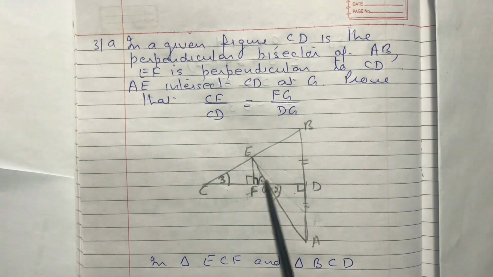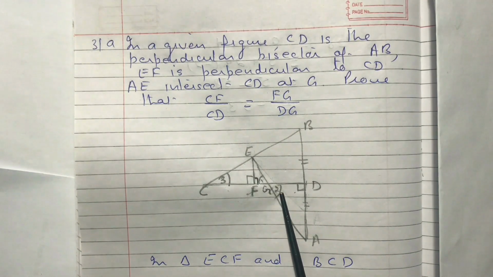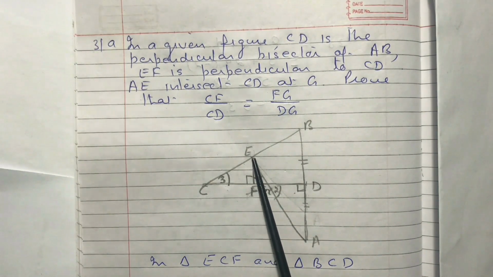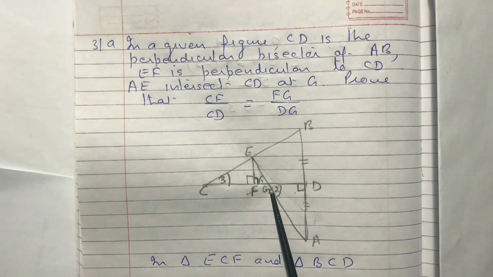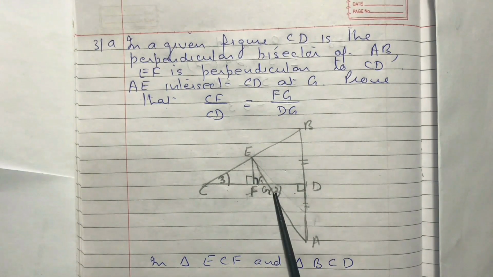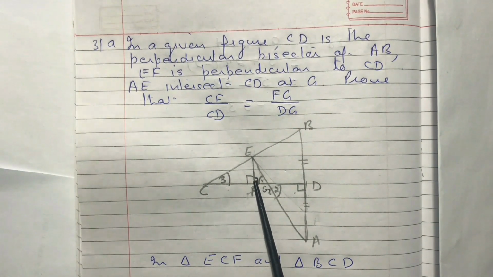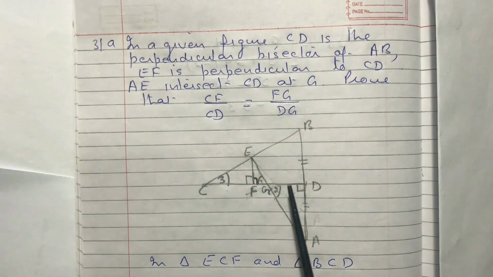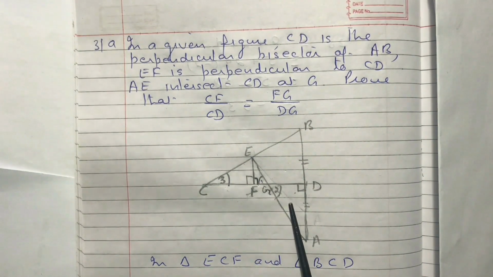Now here these two angles are vertically opposite angles, they are equal, and EFG and ADG both are 90 degrees. This is 90 degrees, this is 90 degrees. So by AA criteria both these triangles are similar.